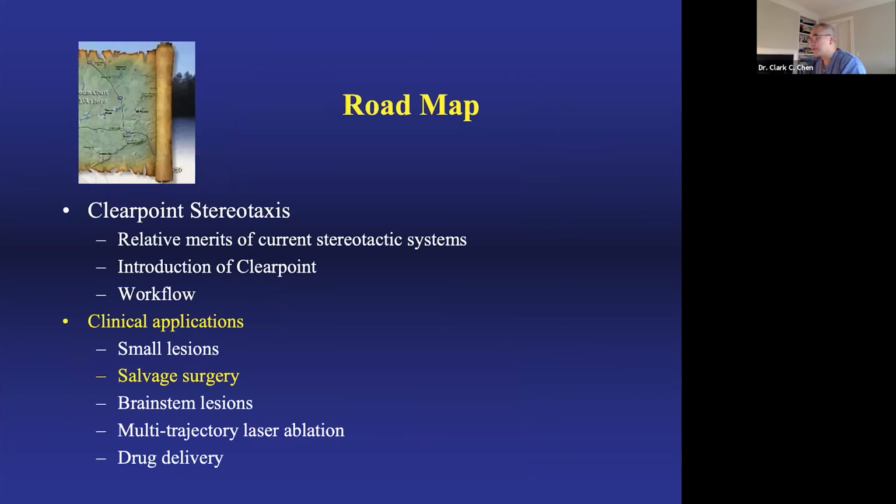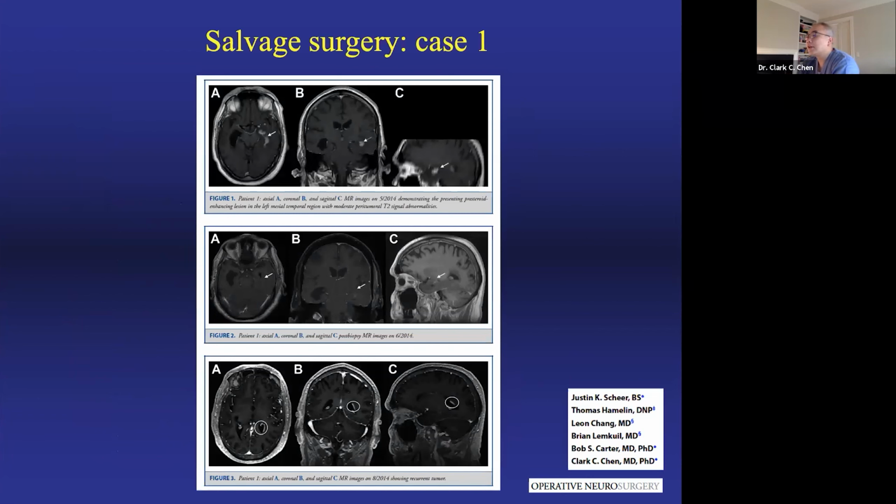I'm going to talk about salvage surgery. And by salvage surgery, I mean someone who had a surgery before and the diagnosis was not made. Let me give you a couple of examples of what I've dealt with. This is a case that we published in Operative Neurosurgery. This is a 71-year-old gentleman who came in with this contrast-enhancing lesion that's highly irregular, curvilinear, and it involves the left temporal horn.